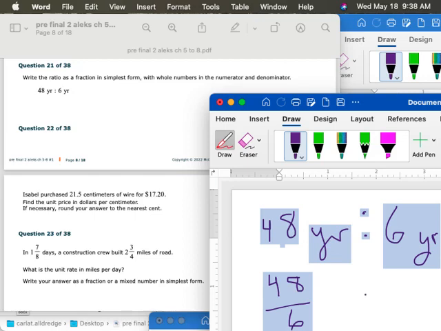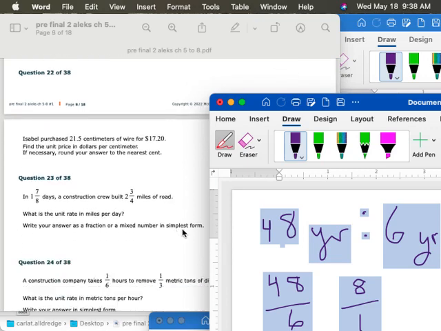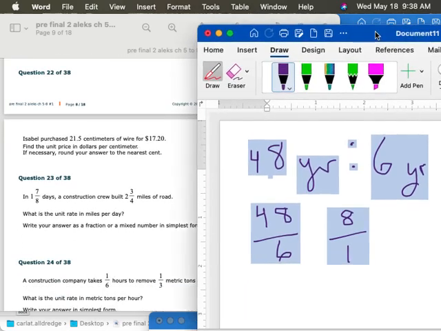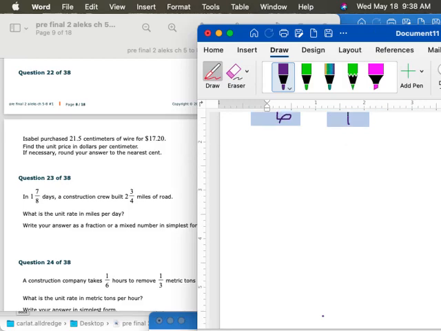1 over. Isn't it 8? Eight, 8 to 1. Now, because they told us to write as a fraction, we would leave it 8 over 1. Okay? We would not simplify it to 8 because they told us to write it as a fraction. And 8 is not a fraction. So we would leave it 8 over 1. Does everybody understand why we would leave that one? Because they specify fraction.